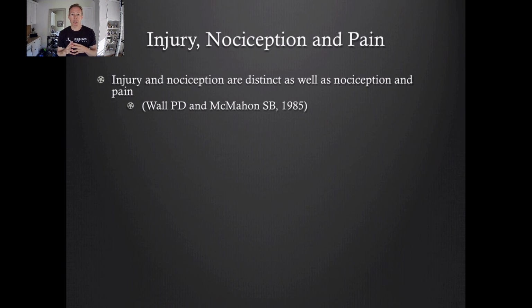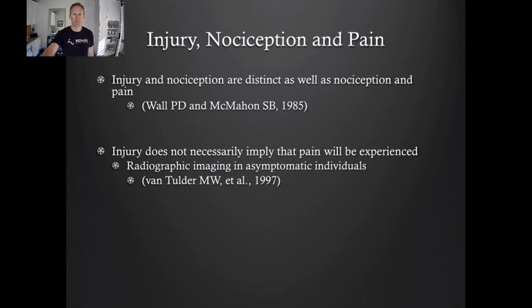So again, like I said in the beginning, injury and nociception are distinct, as well as nociception and pain. These things are different, okay? Oftentimes most people will think that when they have pain they have an injury. And that definitely can be the case, but like we've talked about, you can for sure have pain and not have an injury. You can have an injury and not have pain. You can have nociception, the activation of those danger receptors, and not have pain. The brain might decide we don't need pain. These nociceptors are activated, but it's not important. So these things are distinct from each other. Injury does not necessarily imply that pain will be experienced.